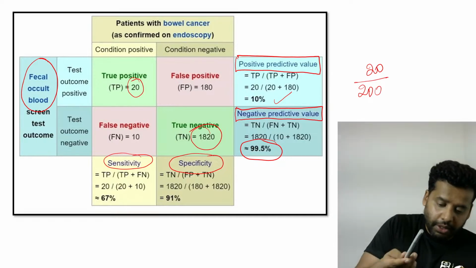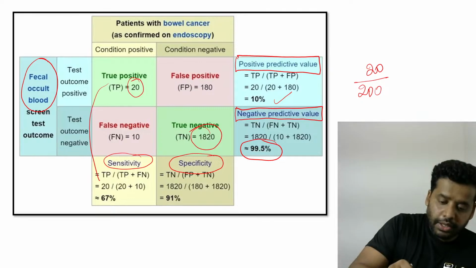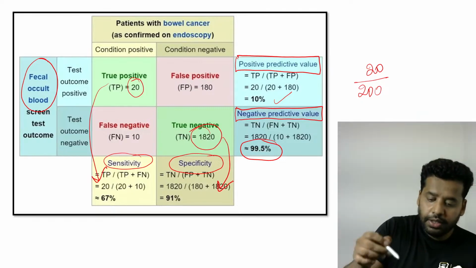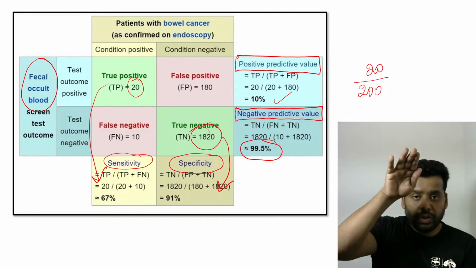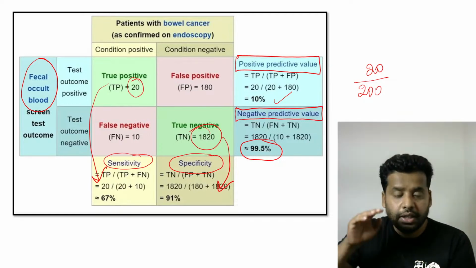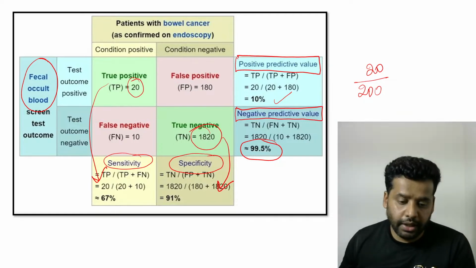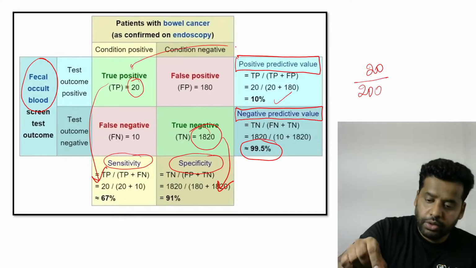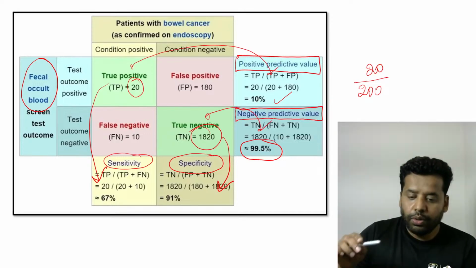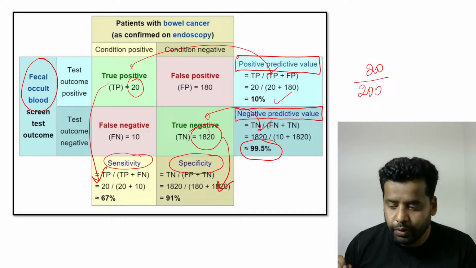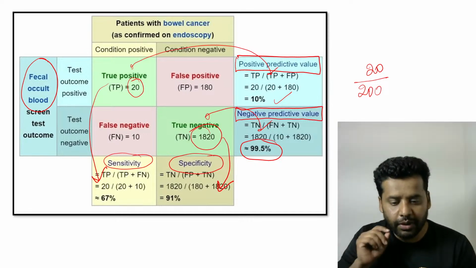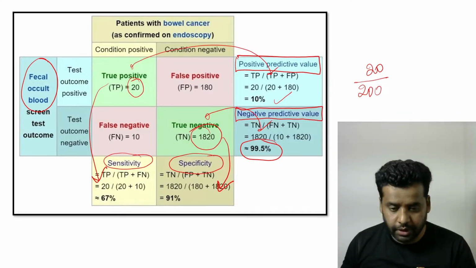So when the table is given, when you come like this, you get sensitivity. When you come like this, you get specificity. So when you drag the things vertically, you get sensitivity and specificity. When you go horizontally, you get positive predictive value and negative predictive value. So how to calculate these four things?